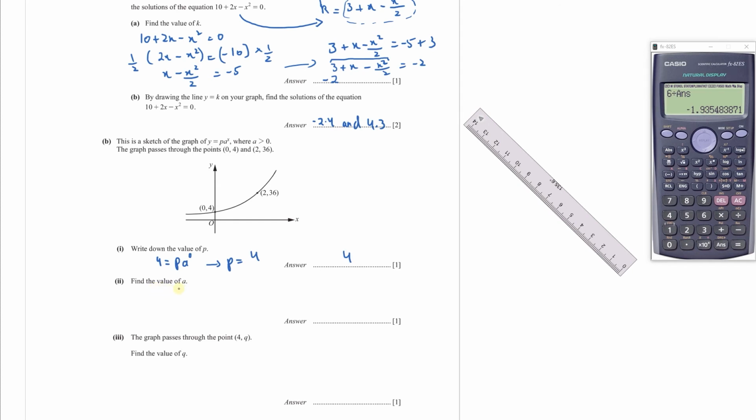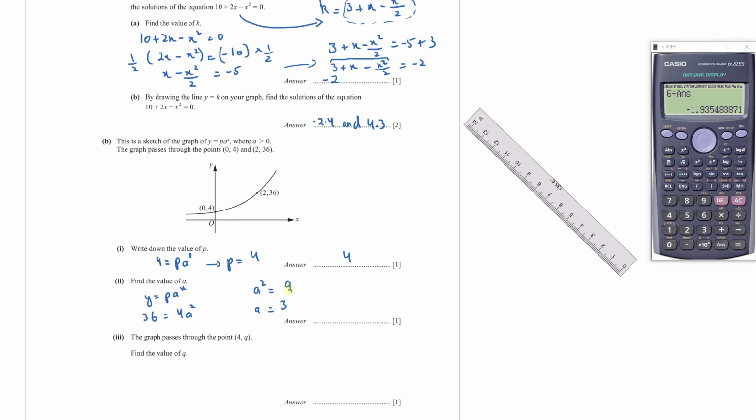Find the value of a. To find the value of a, I can use the other point. y equals P a to the power x. The y value is 36, the P value is 4, and a to the power x here is a squared. If I divide by 4 on the other side, I get a squared equals 36 over 4, which is 9. Then a will be positive 3.